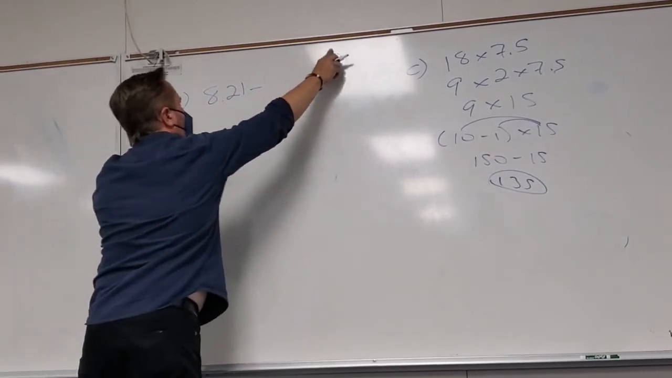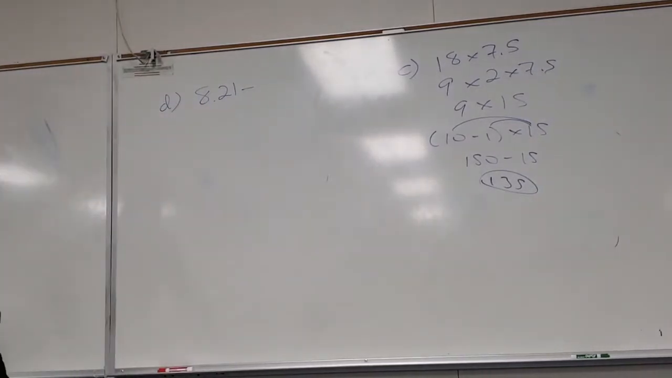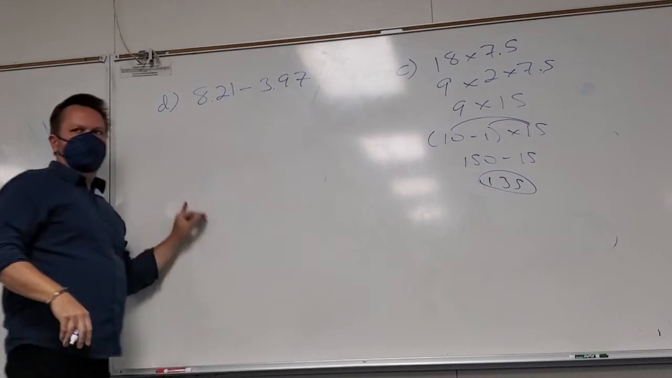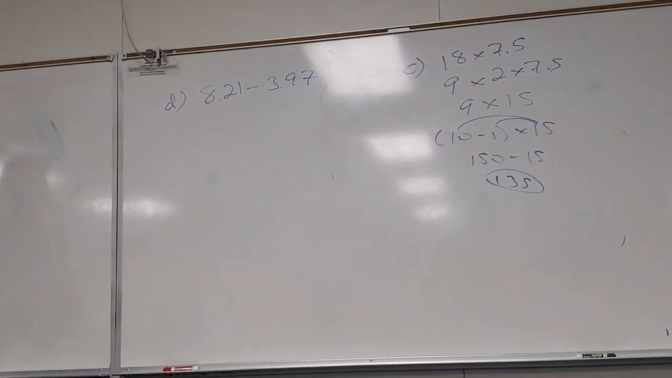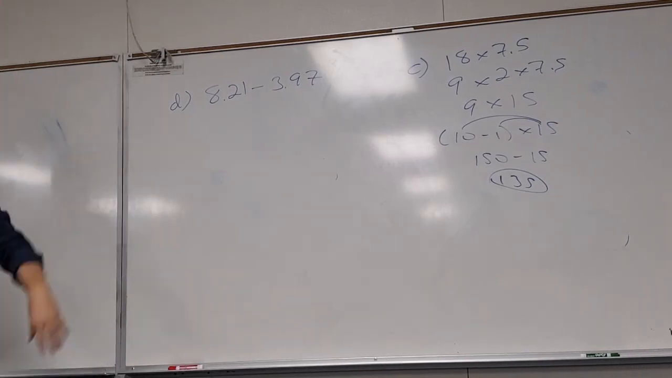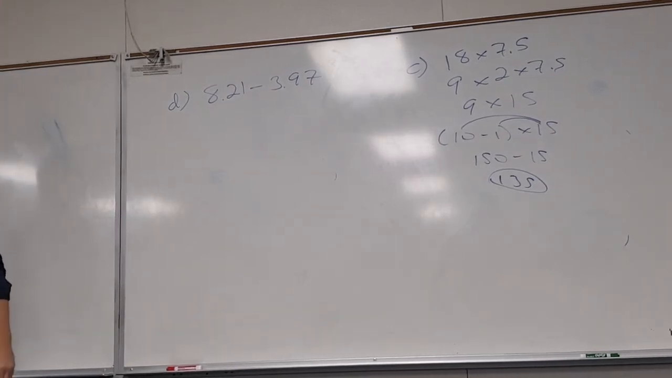8.21 minus, what'd you make it, Jeff? Sure. 3.97. Now that problem, we could do it, right? Do you want to? No, because you set it up, you line up the decimal point, borrow, right? Who remembers a shortcut or a strategy?